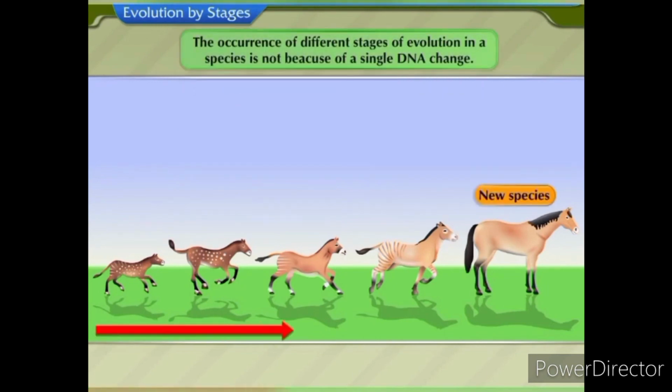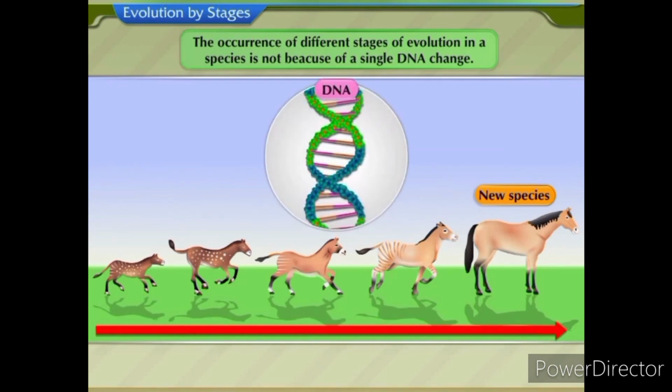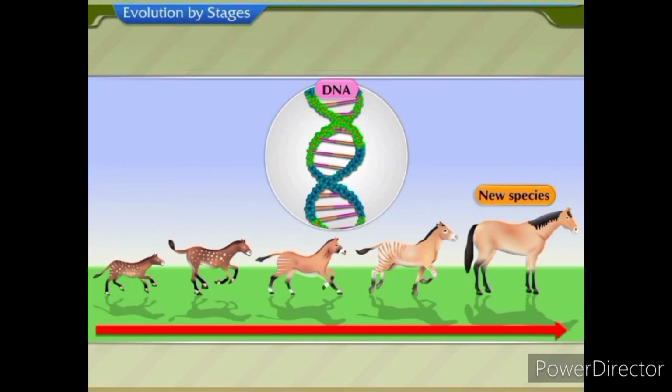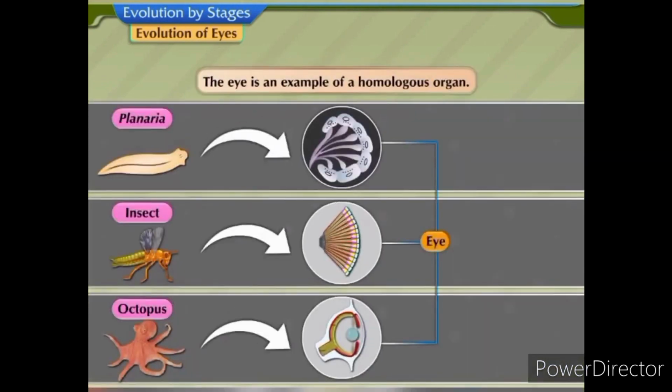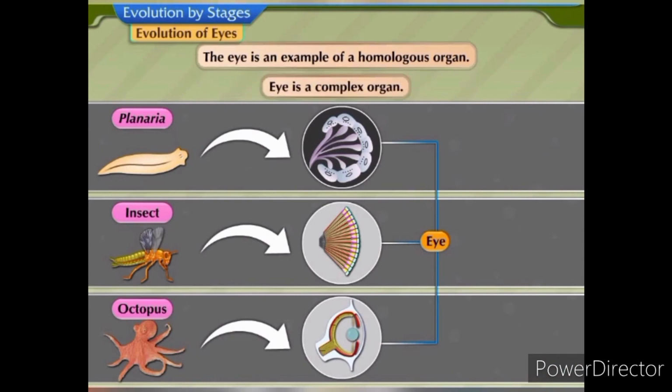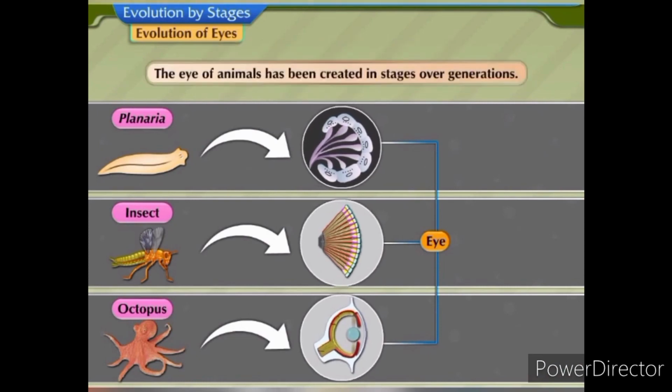The occurrence of different stages of evolution in a species is not because of a single DNA change. Let us understand this concept with the help of an example of the evolution of eyes and that of feathers in organisms. Evolution of eyes. The eye is an example of a homologous organ. It is a complex organ. It has been created in stages over generations.